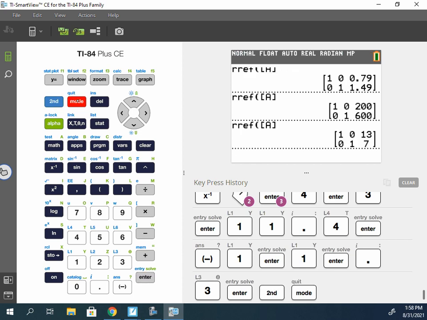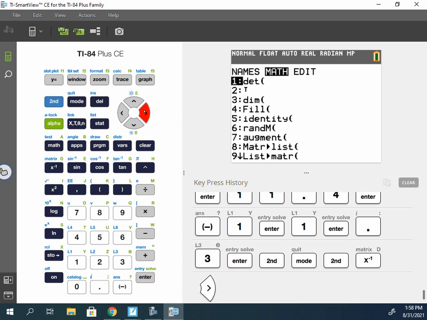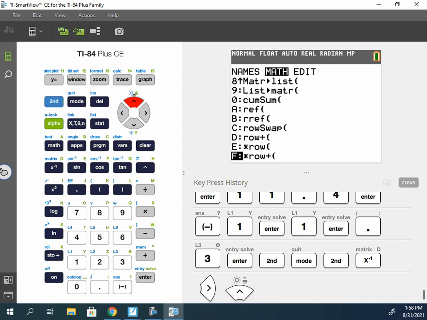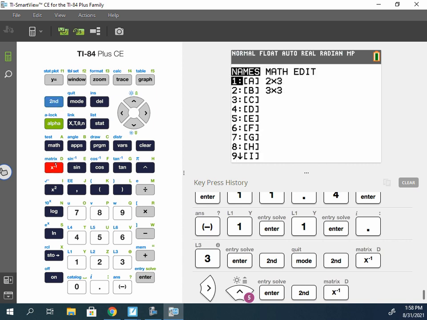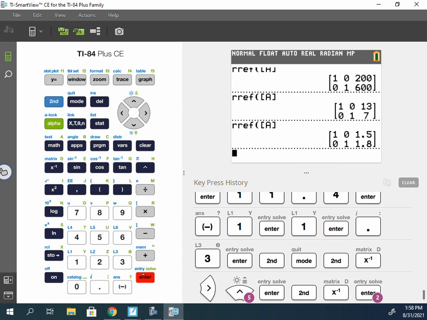Second quit, second matrix, over to math and find our RREF, second matrix A, enter. So we said the shirt was X, so it's 1.5. And the skirts are $1.8 each. So the skirt would be $1.80. This is answer choice E.